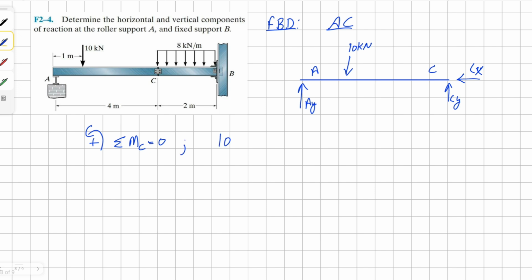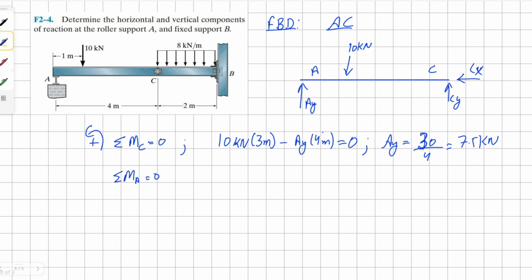So first we have counterclockwise 10 kilonewtons times 3 meters, and then we have clockwise AY, and it's 4 meters away, equals 0. Solving this, we get AY as positive 30 divided by 4, and this comes to 7.5 kilonewton.